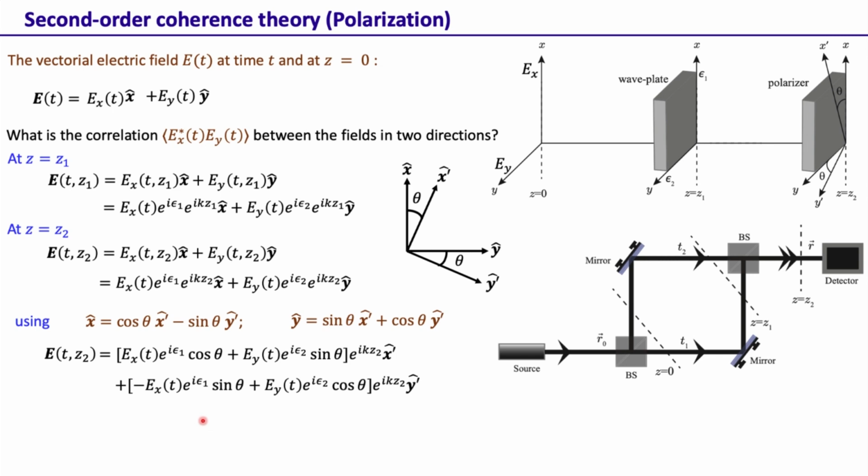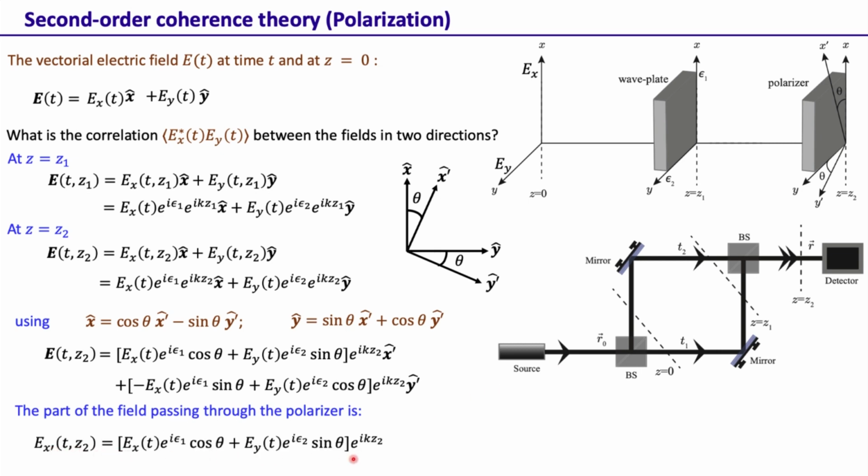Okay, so we see that this whole thing is the component of the field in the x prime direction, and that's the component of the field in the y prime direction. So the part of the field passing through the polarizer is then Ex prime t z2, which we can write like this. Now this field which is polarized along y prime will not be able to make it through the polarizer. It gets absorbed or reflected from the polarizer. So that is the field in the x prime direction, which is what we want to investigate.